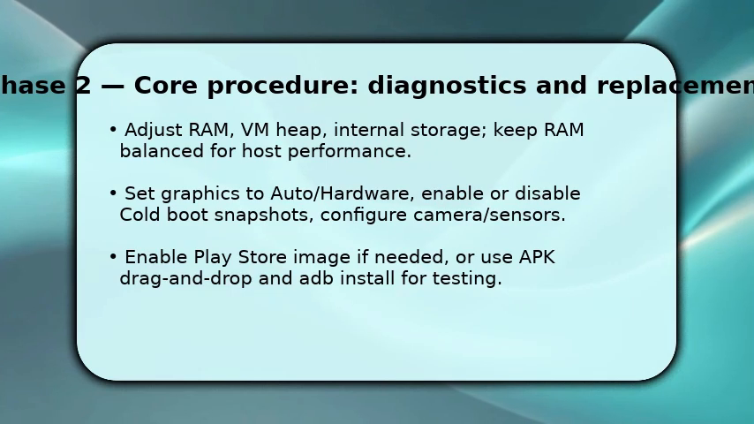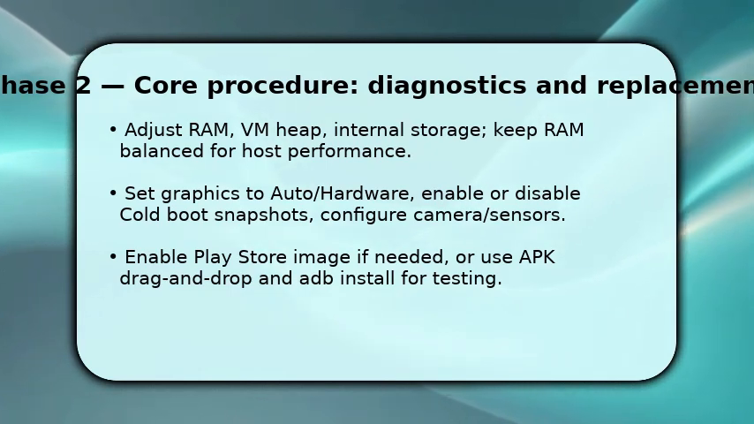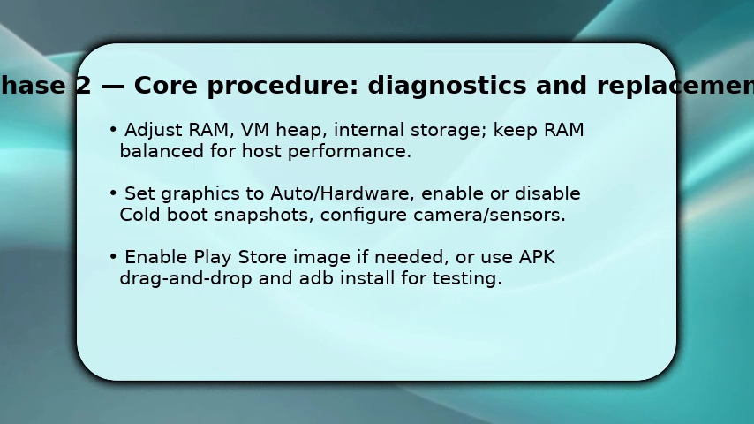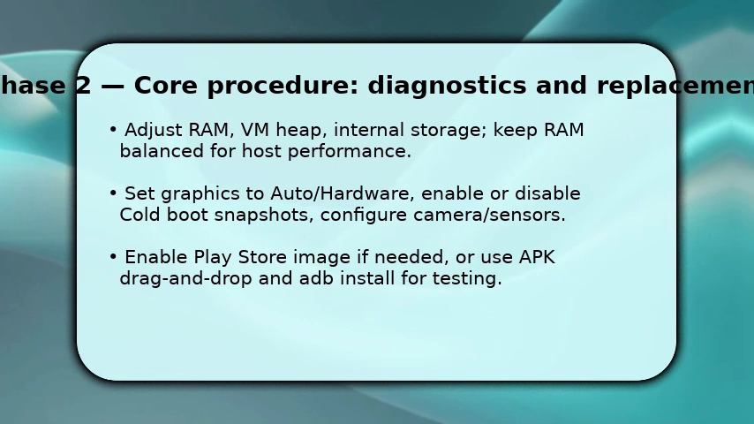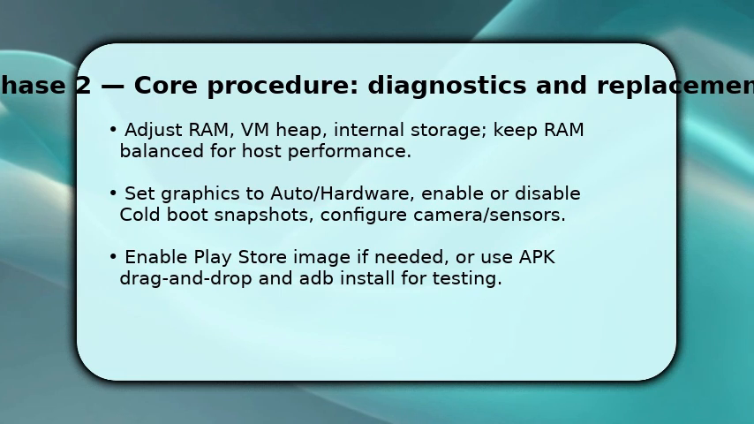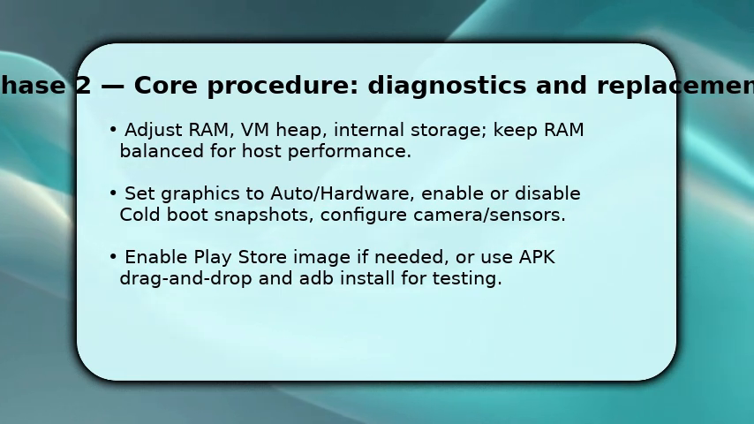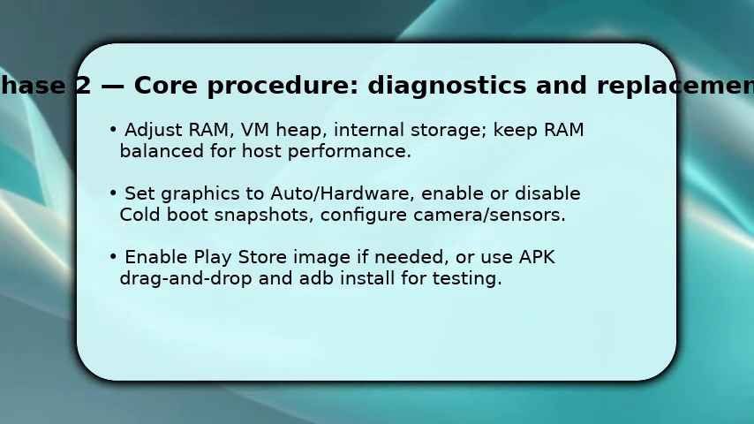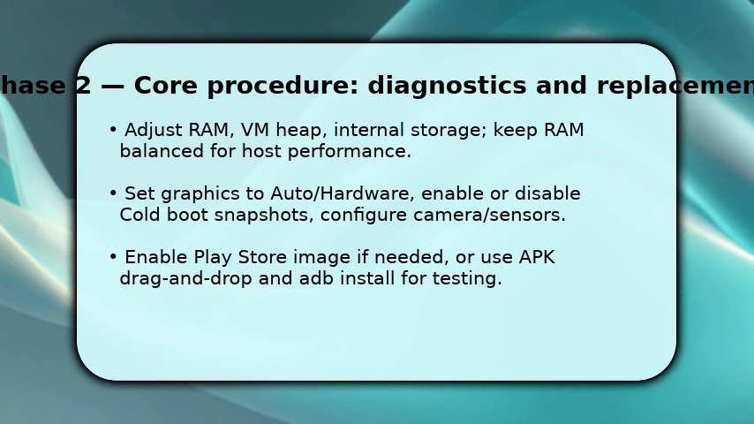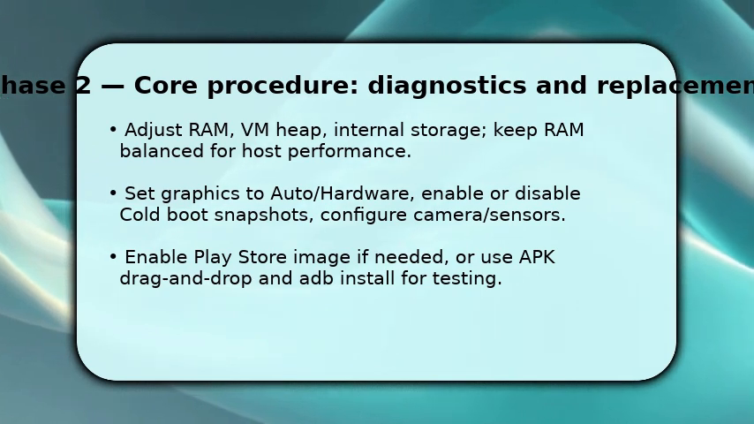Now you tune the virtual device for realistic testing and performance. Change RAM, VM heap, and internal storage, but avoid starving your host. Balanced memory keeps both stable. Set graphics to hardware accelerated when available, and decide on cold boot versus quick boot snapshots depending on test repeatability. Configure camera, sensors, and network settings to emulate device behavior.